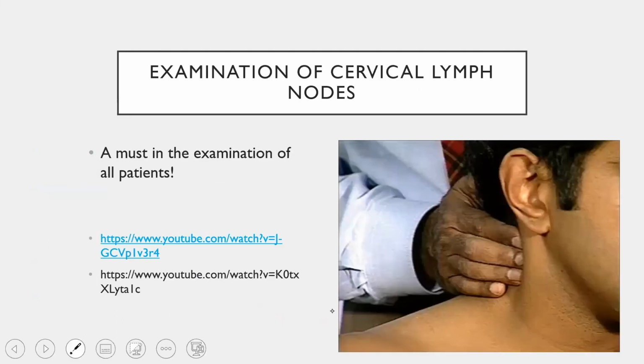Okay. So examination of cervical lymph nodes is very important, and in almost all patients, you should do the lymph node examination. So as you already know, in diseases of the head and neck, you have to check the lymph nodes, and also some organs of the thorax and the abdomen drain into these lymph nodes, causing their enlargement. So it's important to know how to examine the lymph nodes of patients properly.